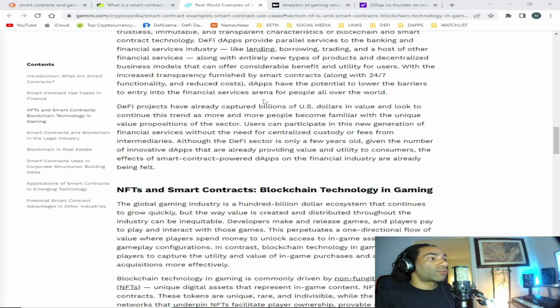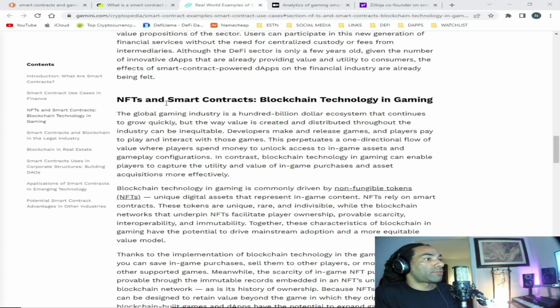So DeFi projects have already captured billions of US dollars in value and look to continue this trend as more and more people become familiar with the unique value propositions of the sector. Users can participate in this new generation of financial services without the need for centralized custody or fees from intermediaries. Although the DeFi sector is only a few years old, given the number of innovative dApps that are already providing value and utility to consumers, the effects of smart contract powered dApps on the financial industry are already being felt.